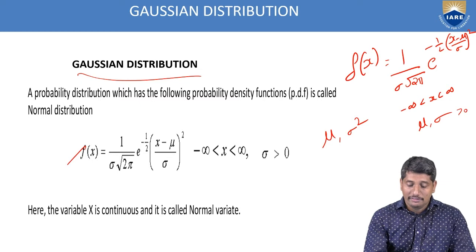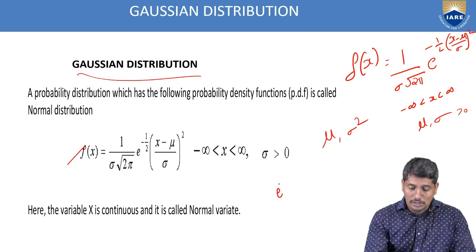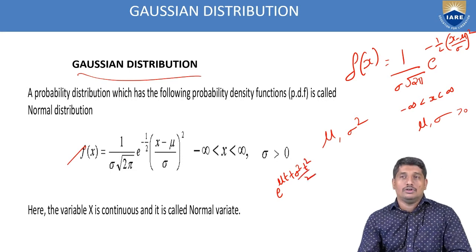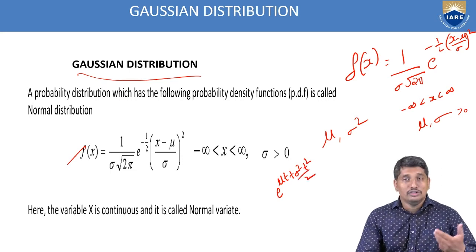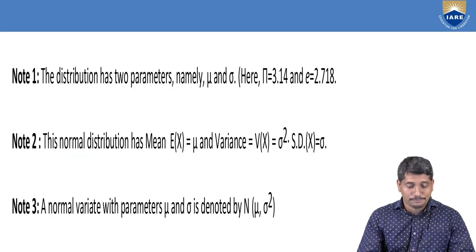Also, we have derived the moment generating function of the Gaussian distribution, that is e power mu t plus sigma square t square by 2. Now let us look into the other details of Gaussian distribution.